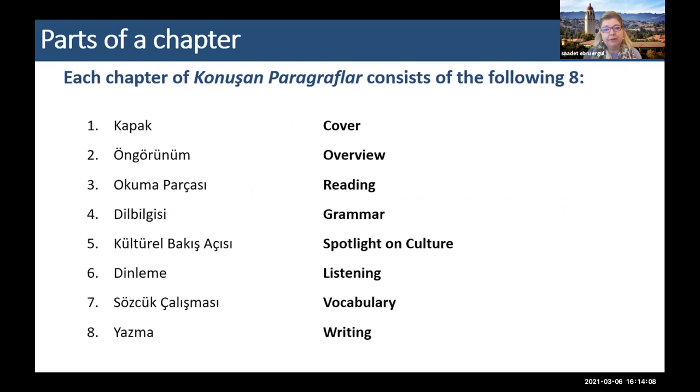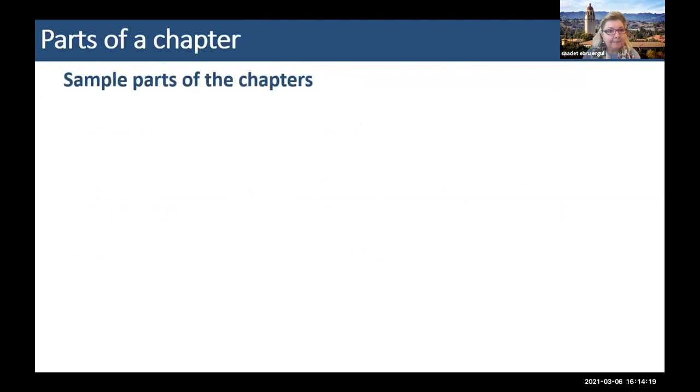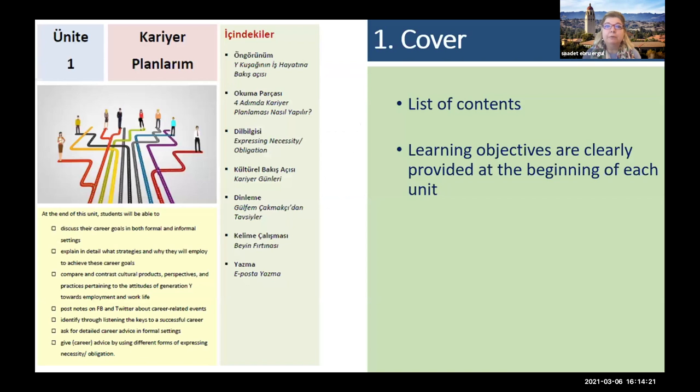So each chapter consists of the following parts. We have a cover, overview, reading part, a grammar part, spotlight on culture, listening, vocabulary, and writing. Now we want to show some parts of our book. In the cover, you will see the content and, of course, the learning objectives, which are very clearly provided.